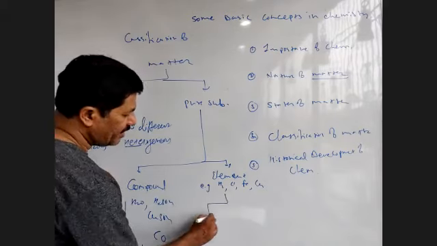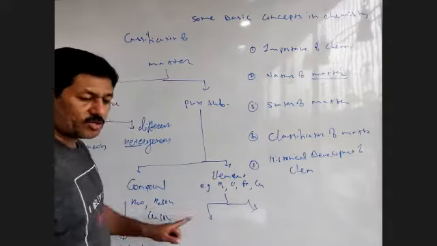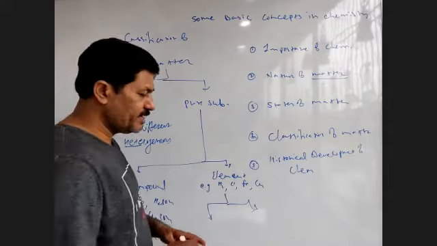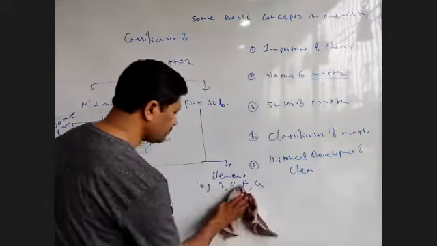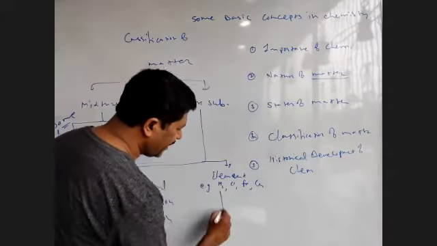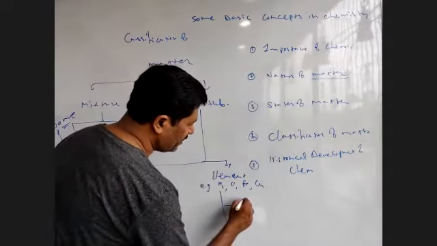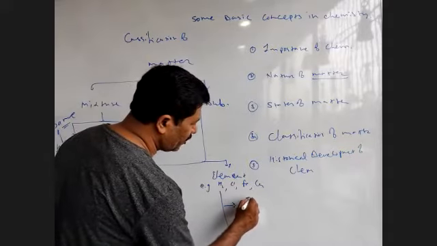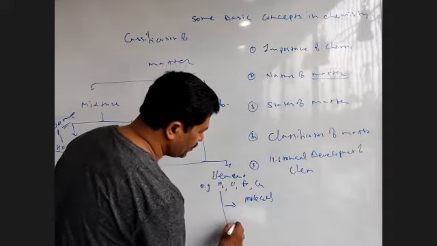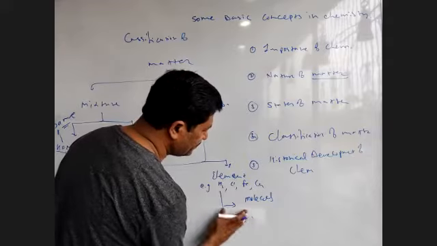When we talk about the element, element may exist... I'm not writing the types, so better, I will change the format. Okay. So element may exist in two forms. Number one, that is molecule. And number two is nothing but atom.